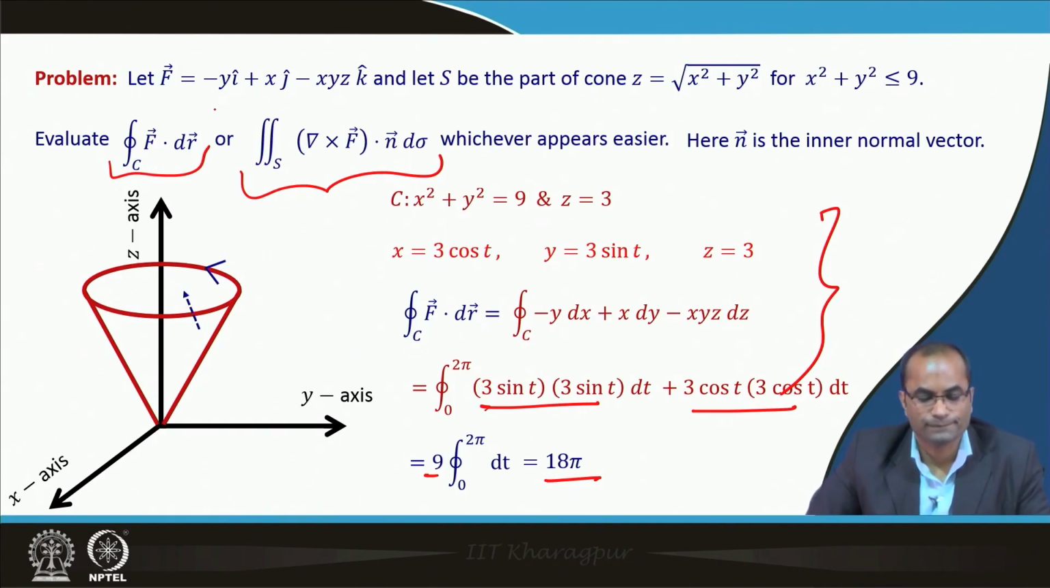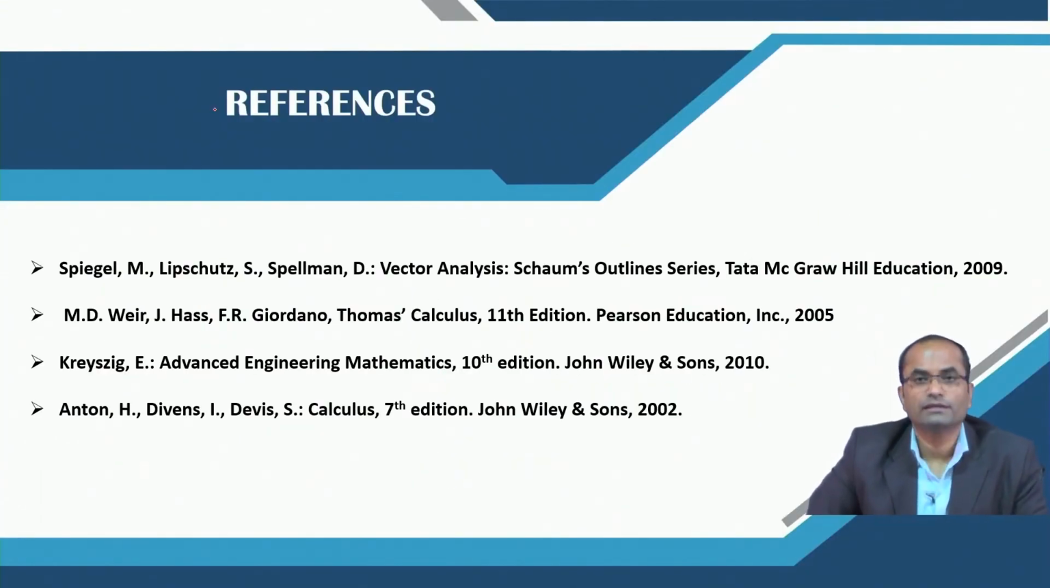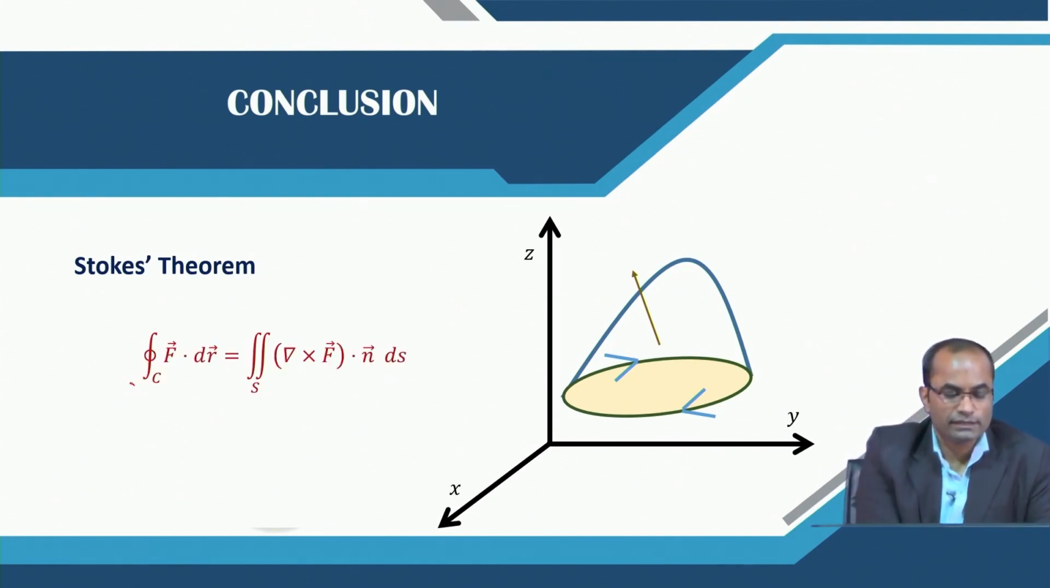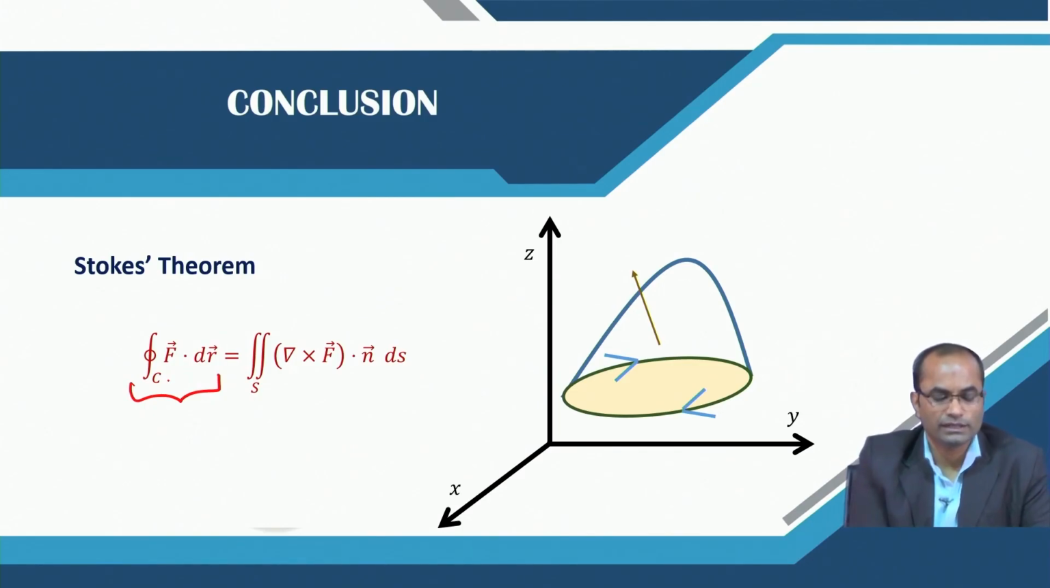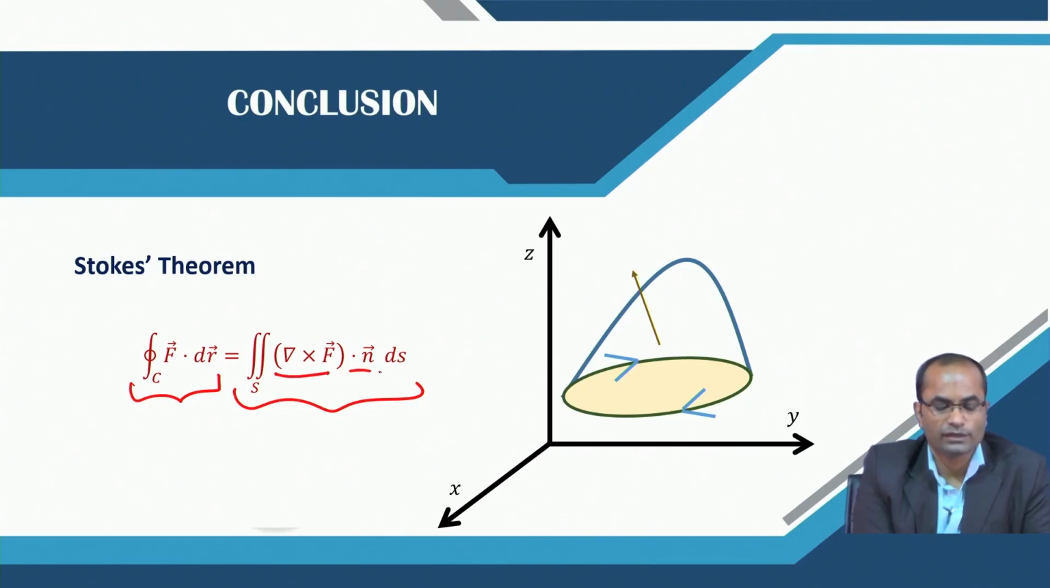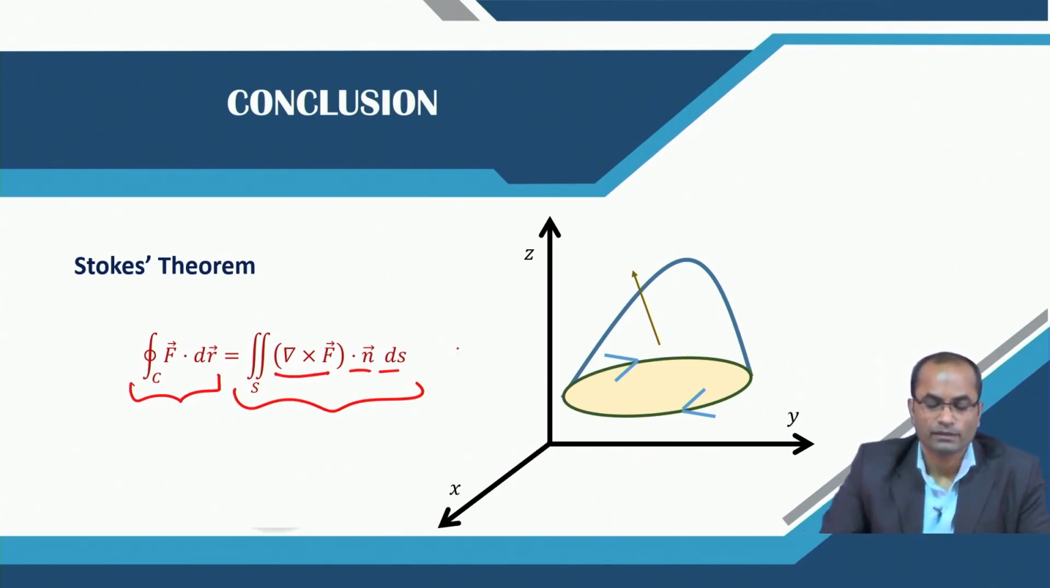So, these are the references used for preparing this lecture, and just to conclude, we have discussed the Stokes theorem in this lecture, which says that the curve integral of F dot dr is equal to the surface integral of curl F dot n over the surface. The most important point here in this equality was the direction of the normal and the direction of the curve, the orientation of the curve.